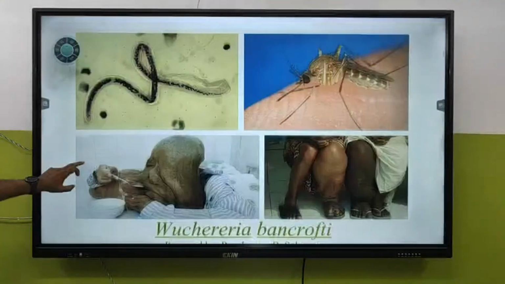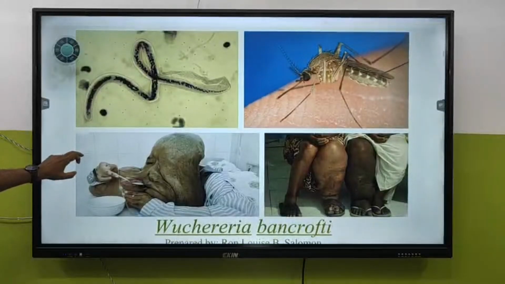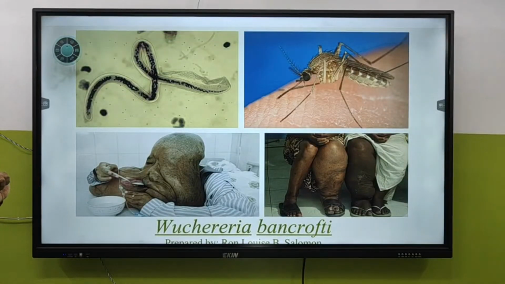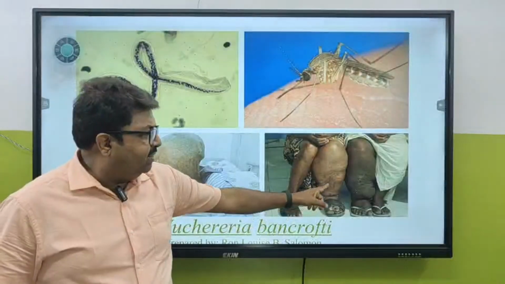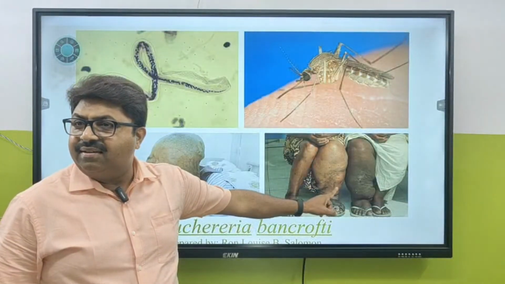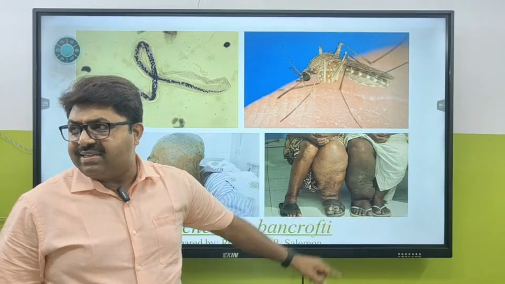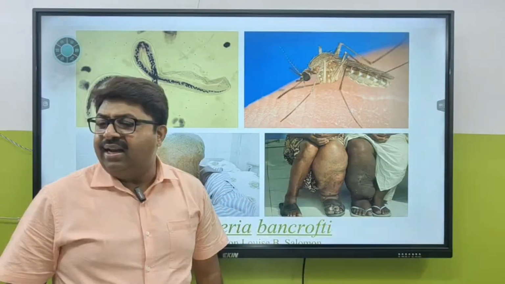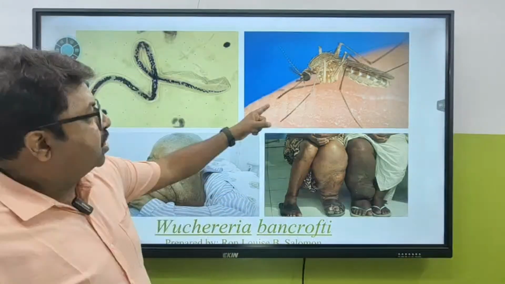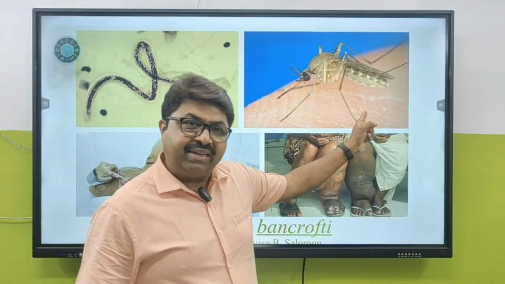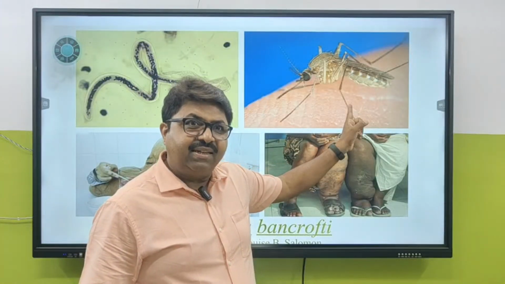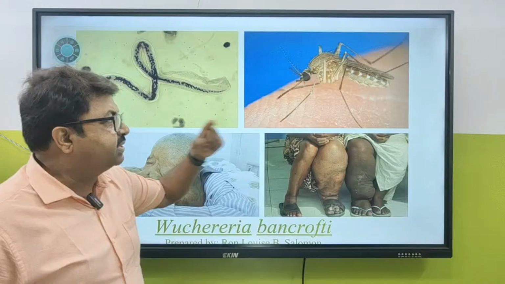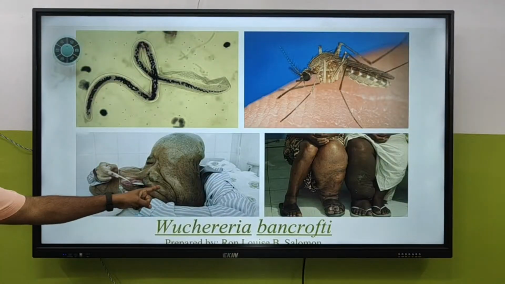Fine. What is this? This is elephantiasis caused by Wuchereria bancrofti. You can see over here, this is the normal leg, and this is the leg affected. We call this disease elephantiasis. This is the Culex fatigans mosquito, which acts as a vector. And this is the worm, the filarial worm.